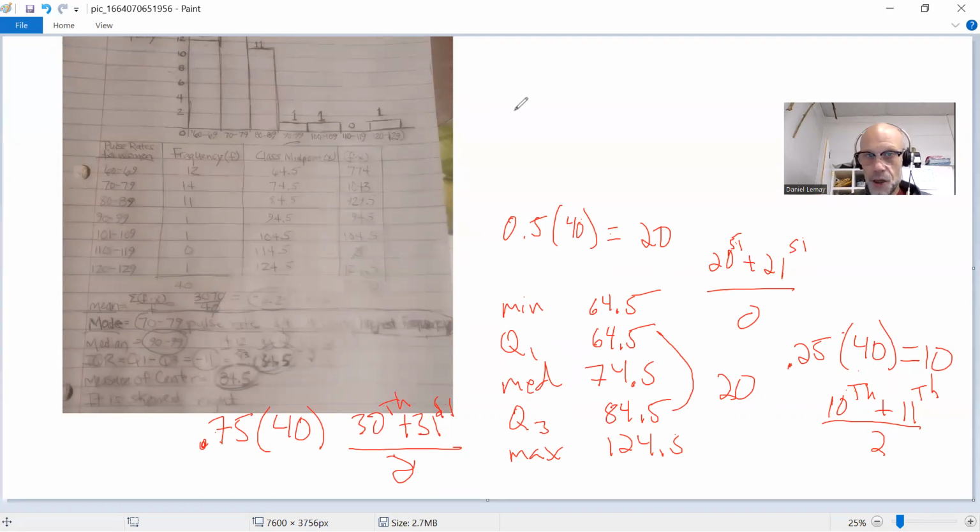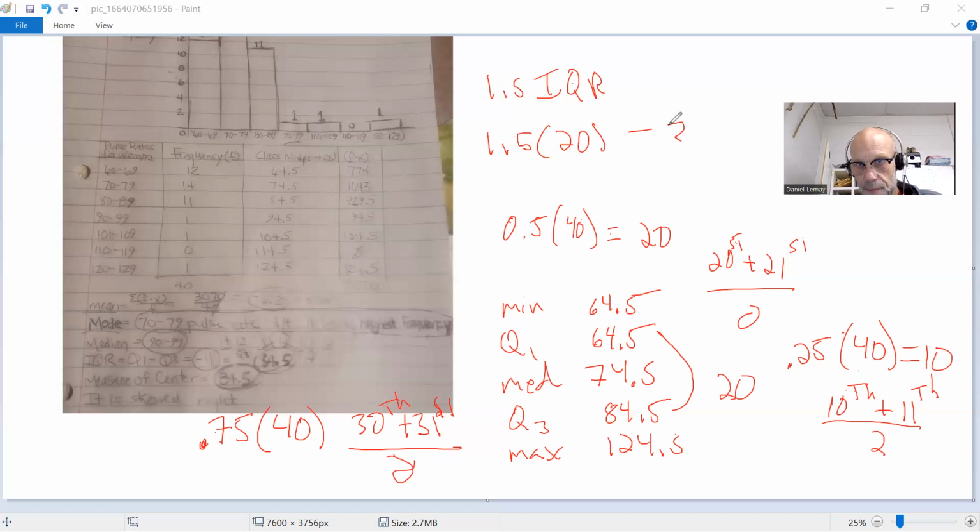Because it's skewed, I want to use the median to talk about the center. I want to use the IQR and the 5-number summary to talk about spread. I don't want to use the mean and the standard deviation because those are getting skewed because of those few upper values. To do the outlier test, we're going to take 1.5 times the IQR. So 1.5 times 20, which we just calculated. So that's 30.